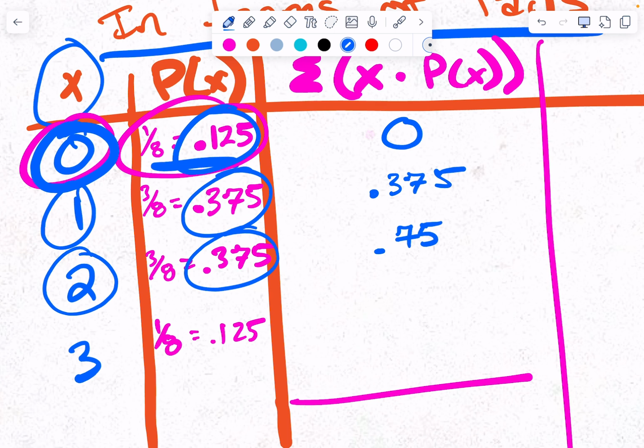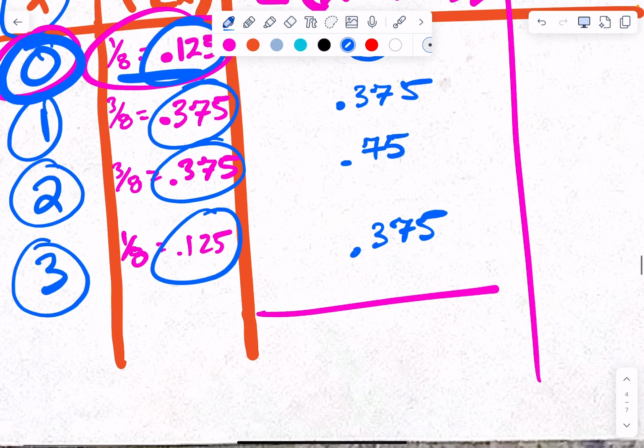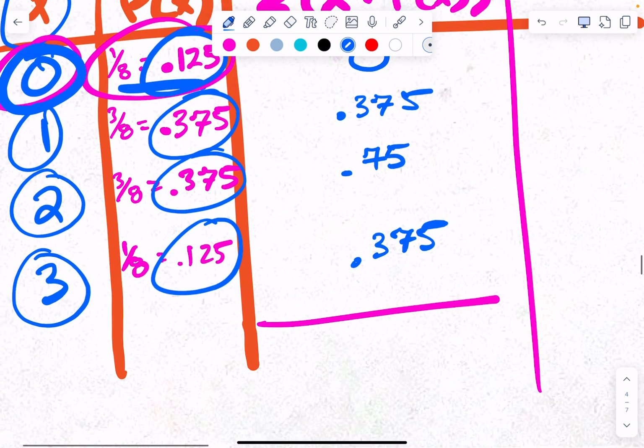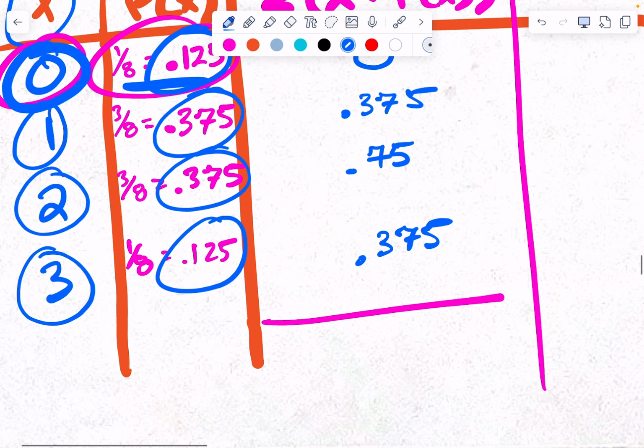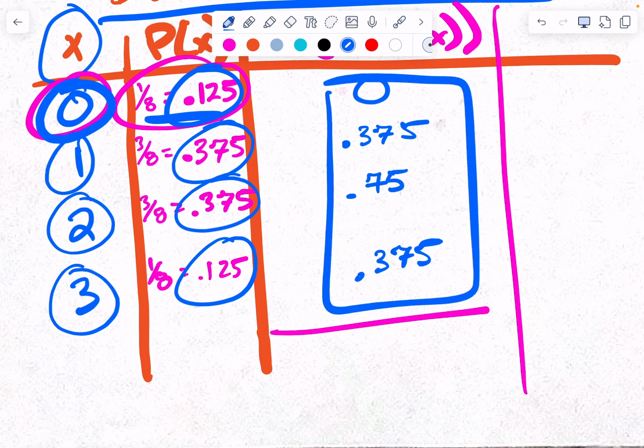I don't know if that's right. Is that right? Okay. If I take 3 times 0.125, that is 0.375. And if I add those all up, what do I get? If I add all these up, you get 1.5, just like we said. What's the average number of tails I should get if I flip 3 coins? 1.5, which you can't get, but that's the thing.